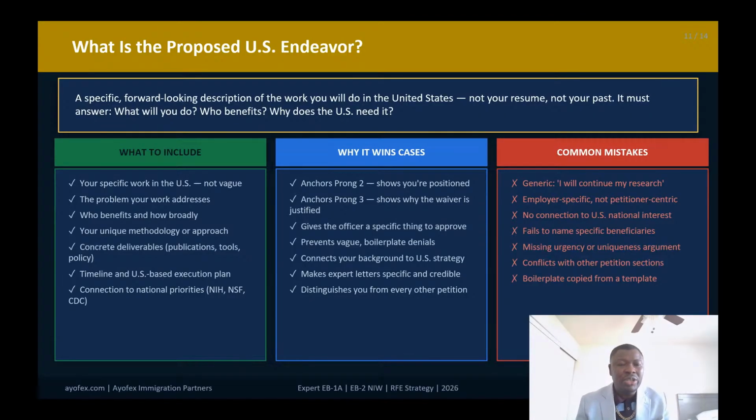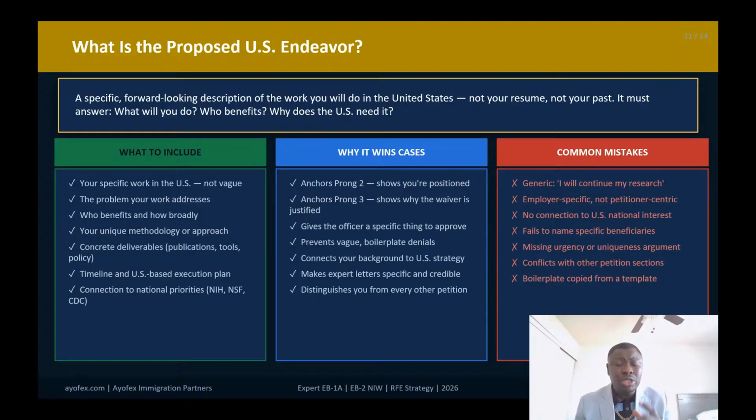So what do you need to include in your proposed endeavor? Your specific work in the US, it needs to be specific, not vague. The problem your work will address, who benefits and how broadly they will benefit from your work. You need to add concrete deliverables such as publications, tools, and policy. You also need to add a timeline and a US-based execution plan. And you also need to connect it to national priorities such as NIH, NSF, CDC, and so on and so forth.